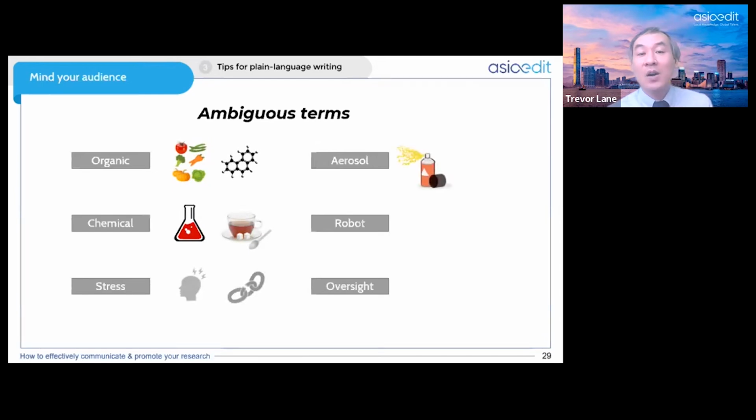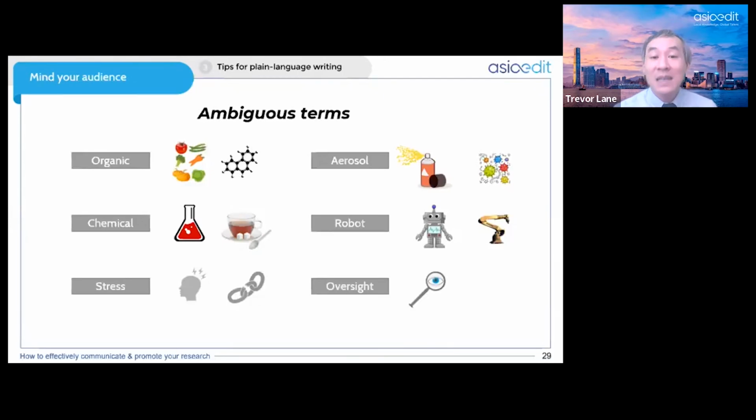Aerosol could be ozone layer and hairspray and cans of paint, but it could also be COVID traveling in the air as small particles. Robot, people think of human-like robots, but actually it could be anything that moves and helps us, like a car manufacturing welding robot.